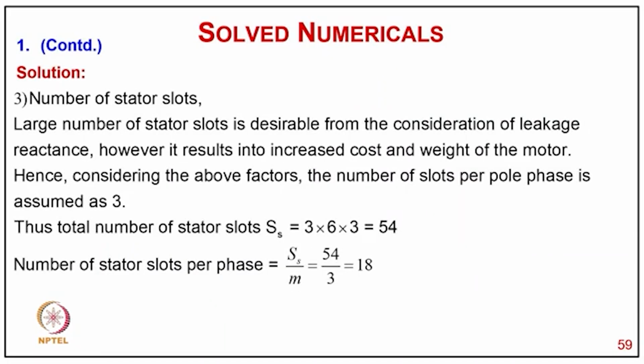Now, coming to the number of stator slots. A large number of stator slots is desirable for the consideration of leakage reactance. However, it results in increased cost and weight of the machine. Hence, considering the above factors, the number of slots per pole per phase is taken as 3. The total number of slots Ss equal to 3 into 6 into 3, which comes 54. And the number of stator slots per phase, Ss upon m, comes 18.